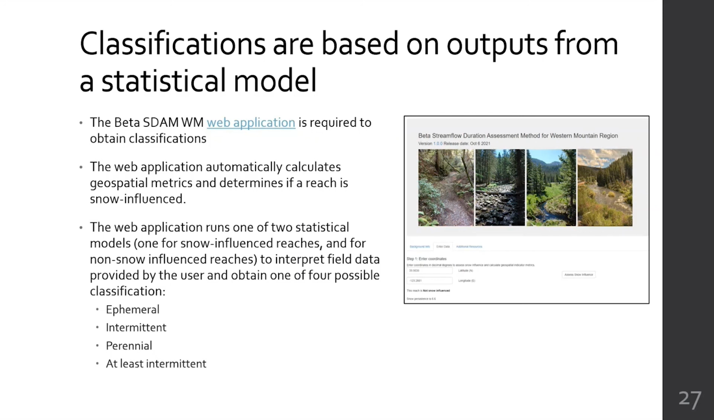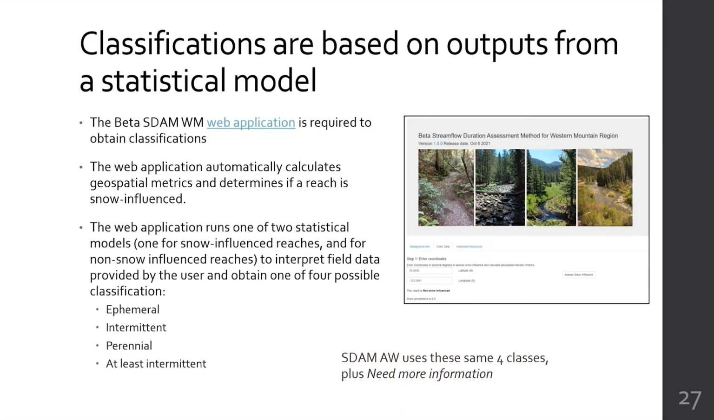The web application will run one of the two statistical models to interpret your field data, and it'll result in one of four classifications. We have ephemeral, intermittent, and perennial. And we have a fourth category, which is at least intermittent, which means that we've pretty confidently ruled out that the reach is ephemeral, but we're not sure whether it's perennial or intermittent. We don't have high confidence in that determination.